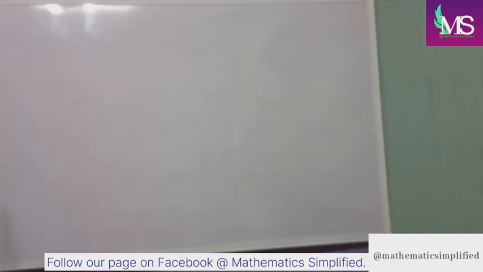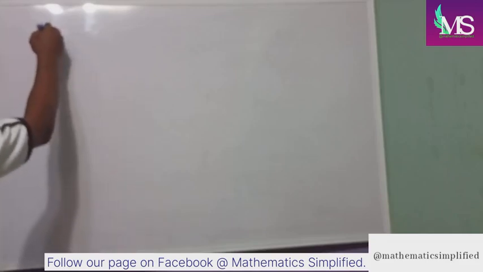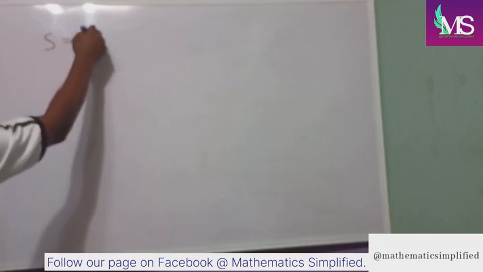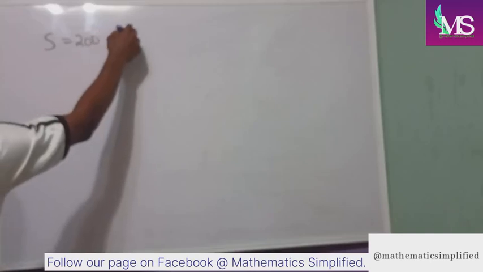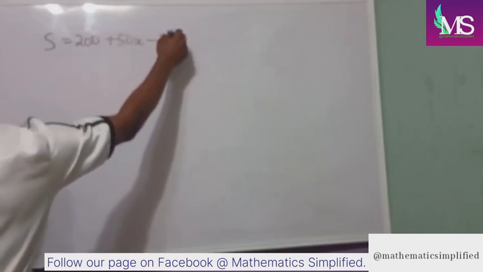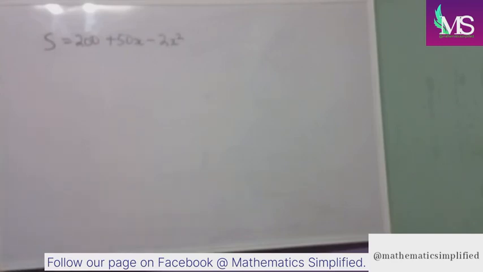Our third question says, a company installs solar panels in its premises to reduce its electricity costs. The monthly savings on electricity in dollars is modeled by S equals 200 plus 50x minus 2x squared, where x is the number of months after installation. At what time will the savings on electricity stop increasing, and find the maximum savings.